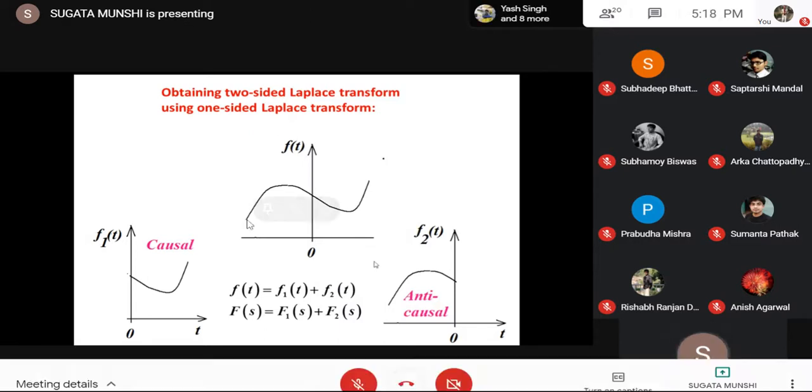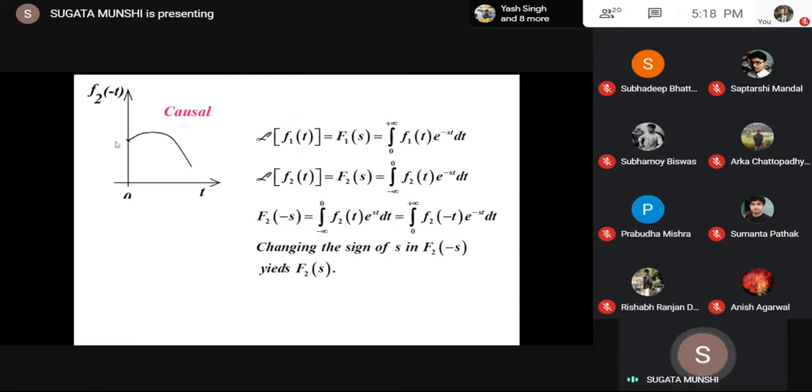Okay, you have completed, I think. So just see that I have converted it into a causal signal. So small f1, the unilateral Laplace transform is obtained in this manner using that expression, and the Laplace transform of f2(t), which is capital F2(s), this is the basic expression. If that is the case, then what will be F2(-s)? Just here, s has to be replaced by minus s. And here t has to be replaced by minus t.